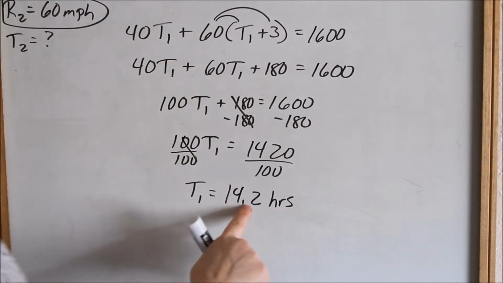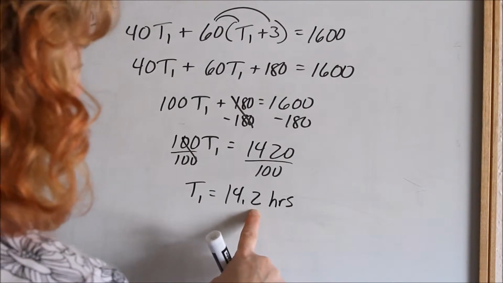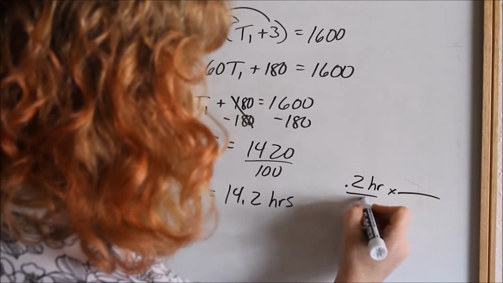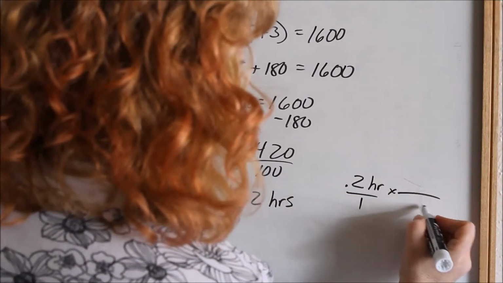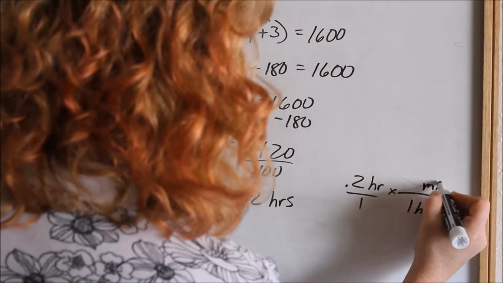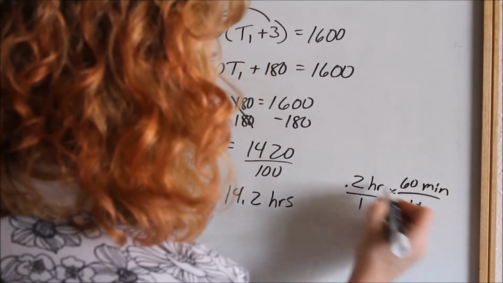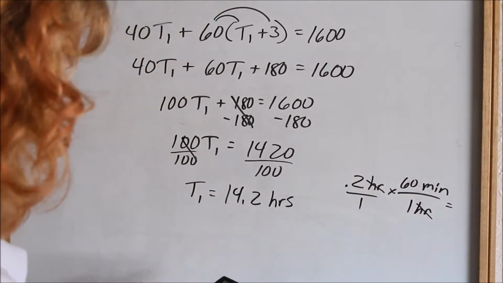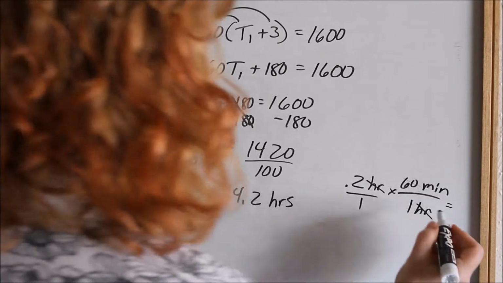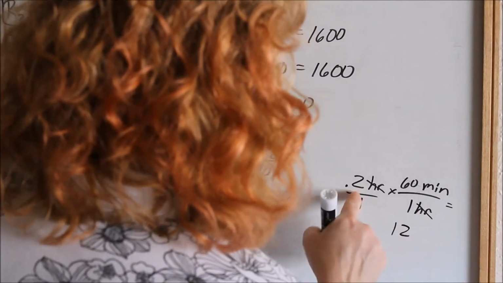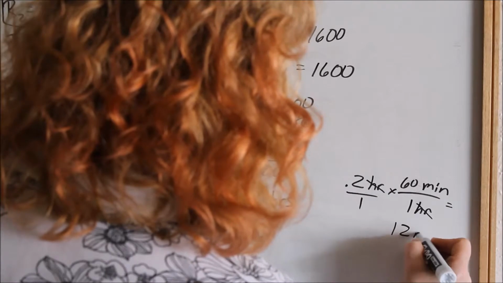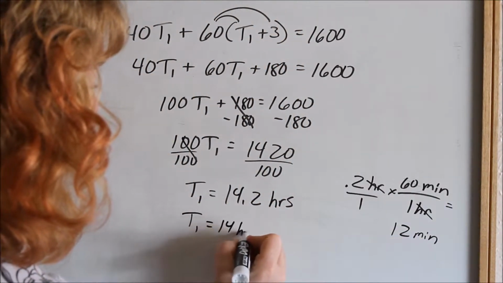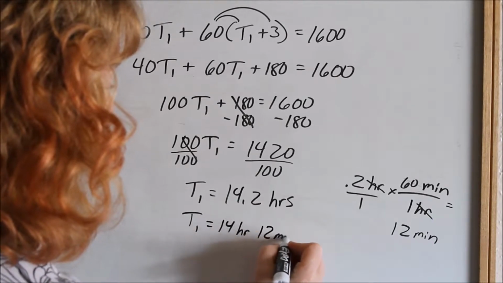I also can convert that 0.2 hours into minutes. What is 0.2 of an hour? If I want to convert 0.2 of an hour, I can use my conversion factors. So 1 hour would go here, minutes would go here, 60 hours cancel. So I can take 0.2 times 60 minutes, and that comes out to 12 minutes. So 2/10 of an hour, or 0.2 hour, is the same thing as 12 minutes. So also this could be 14 hours and 12 minutes.